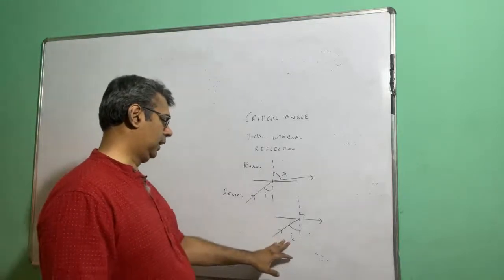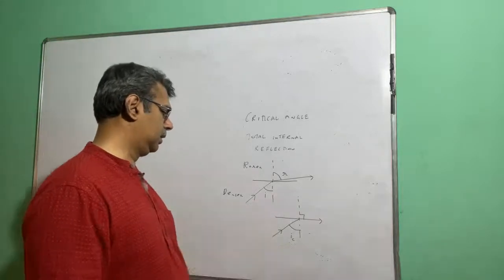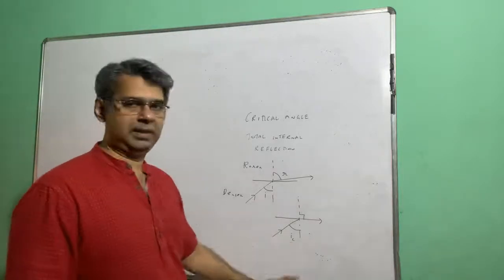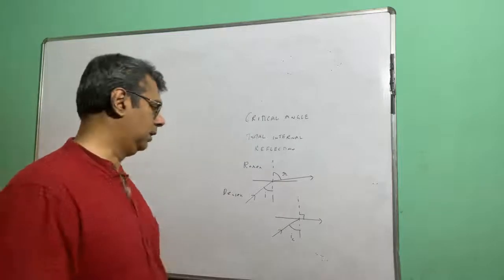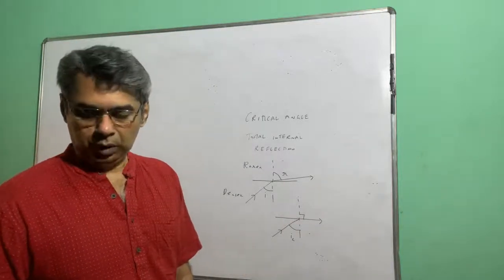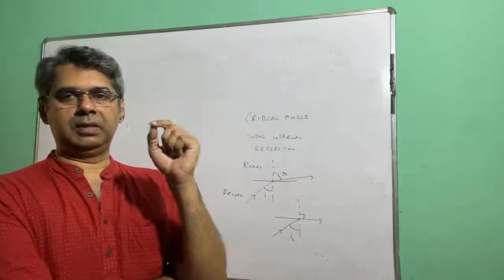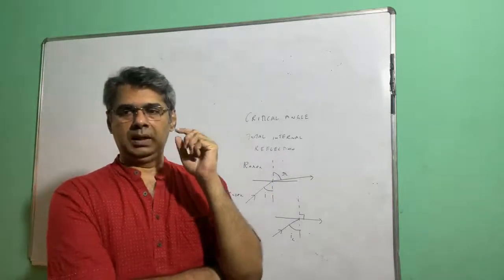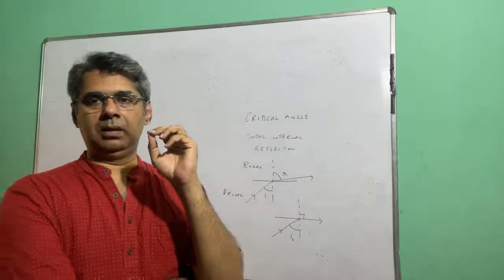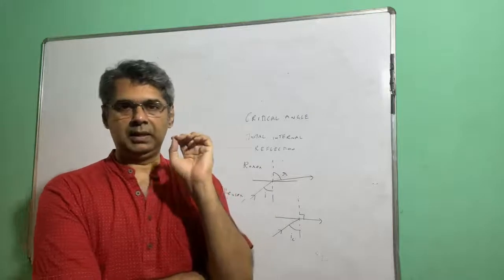Suppose the angle of incidence is a certain value called IC. IC is called the critical angle. Then the angle of refraction will be 90. So what exactly is the critical angle? When a ray of light is going from a denser to a rarer medium, the maximum angle of refraction that you can get in the rarer medium is 90.